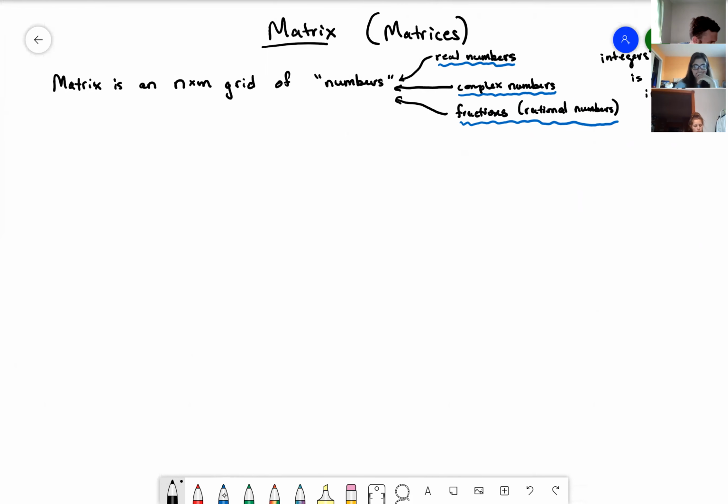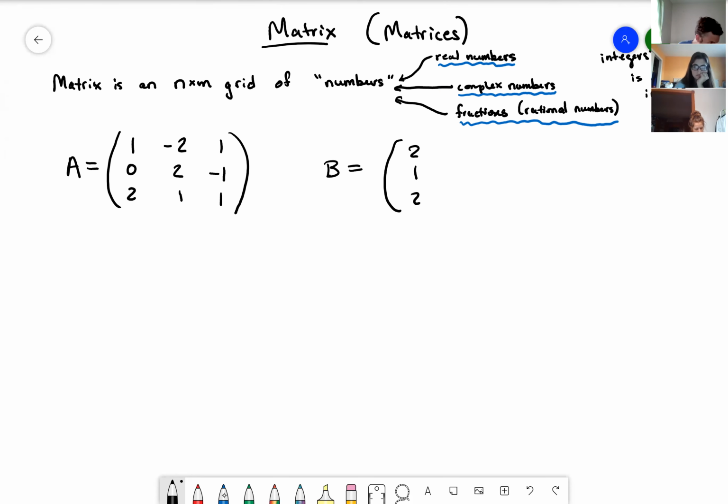Okay, now before we go any further, I'm going to just go straight into some example matrices. We usually use capital letters, and I'll just write out the grid of numbers. I'm writing it in as columns, so it's these 3 columns. And then B will be 2, 1, 2, 1, minus 1, minus 1.